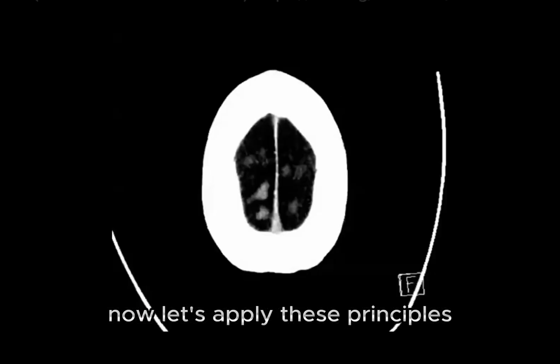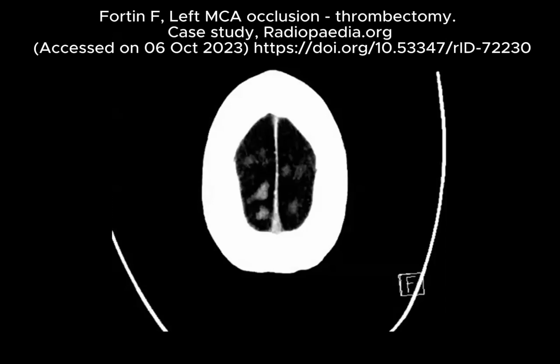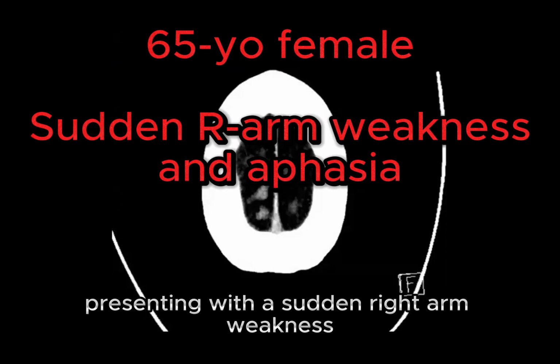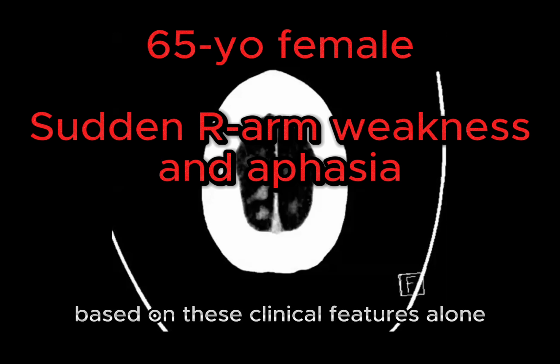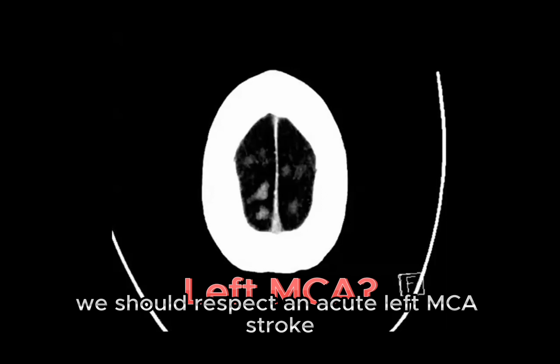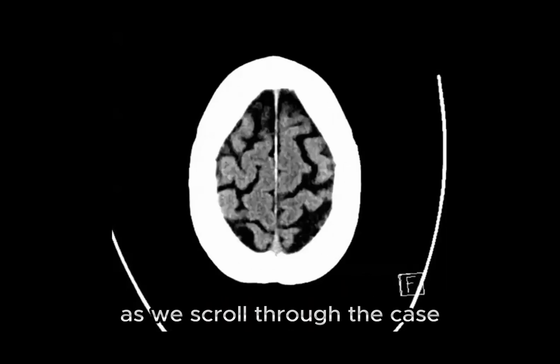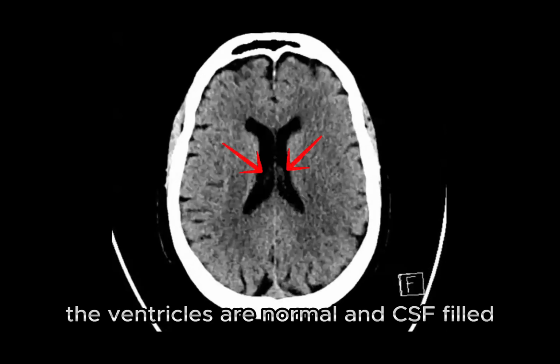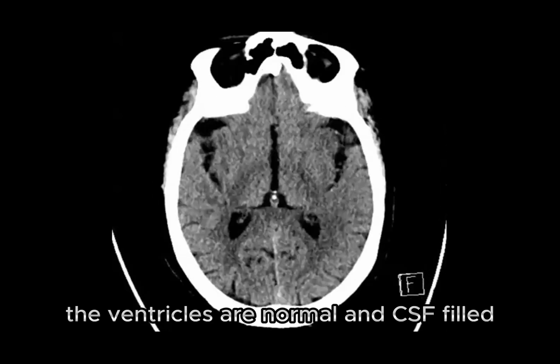Now let's apply these principles as we go through a case. Here we have a 65-year-old female presenting with a sudden right arm weakness and aphasia. Based on these clinical features alone, we should suspect an acute left MCA stroke. As we scroll through the case, we don't see any obvious hematoma or midline shift. The ventricles are normal and CSF filled.